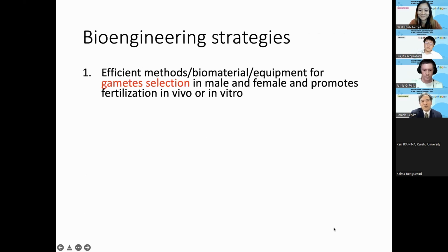I can group it into 5 groups. The first thing we can do is efficient methods, biomaterials or equipment for selecting gametes, because we know about the egg in females and the sperm in males, and they have evolved to succeed in becoming a baby. Even so, we have ways to select them and put them together and try to force fertilization, but the outcome is not as we expected.